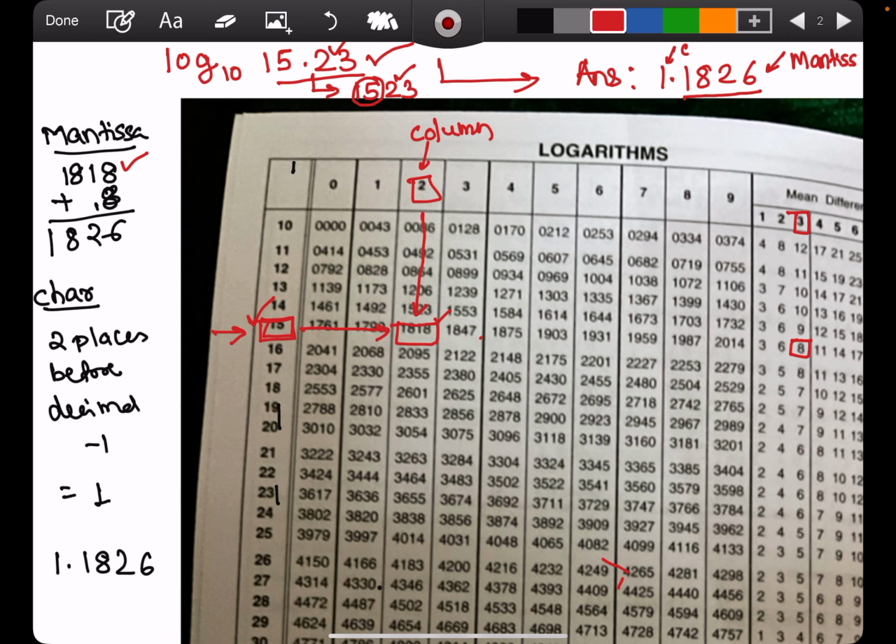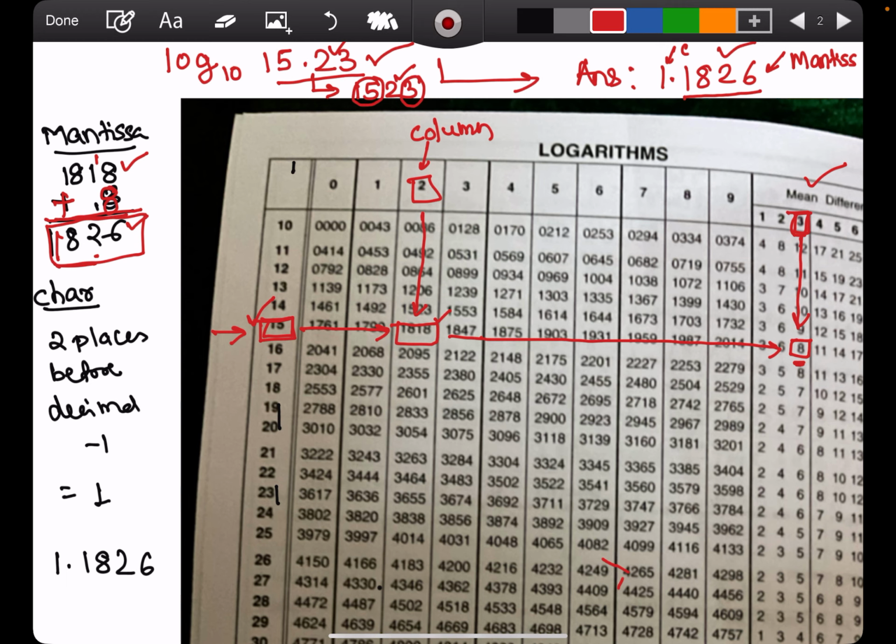But there is another term, the final digit, which is 3. So I need to look at the mean differences column. In the mean differences column, third column, I move downwards in the same row. I get the difference as 8. That difference 8 I need to add over here, and the addition becomes the mantissa of my answer. So 8 plus 8, 16, 1 carry, 1 plus 1, 2, then 1826. So 1826 is the mantissa of my answer.